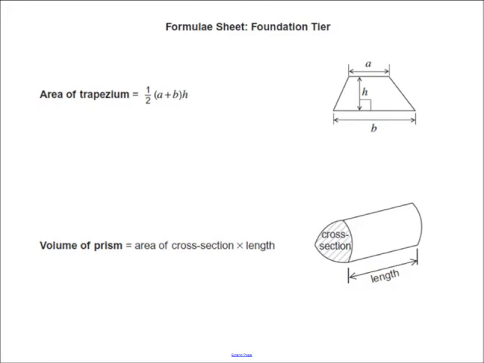Inside the front page is a formula sheet. Now this formula sheet gives you the area of a trapezium and the volume of a prism. These are here to help you if they come up within the paper. These are not questions, these are just help should a trapezium or a prism come up in your questions.